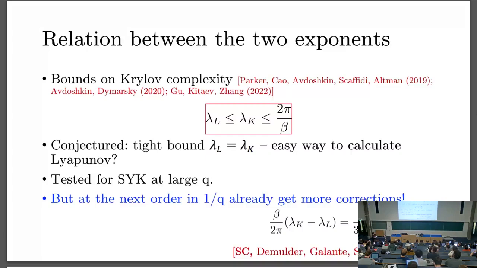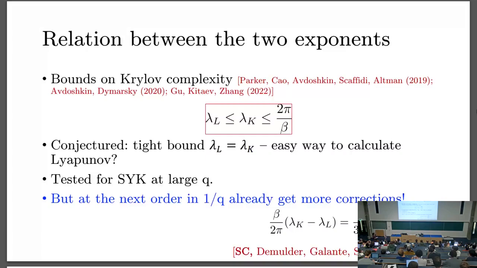All right, there are bounds on this Krylov exponent as well. Presumably, it's also bounded by the bound on maximal chaos, and it was also proven that it bounds the Lyapunov exponent from above. However, a statement that you can find in all this literature is that this bound should be tight, which means that we can do a much simpler calculation rather than calculating the OTOC, and we will get the same result, something that was tested for large Q.